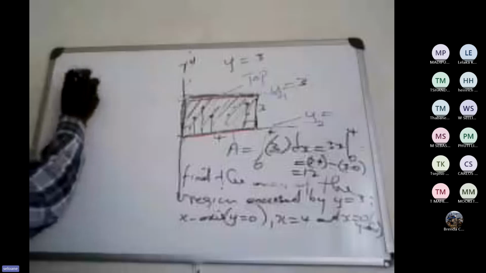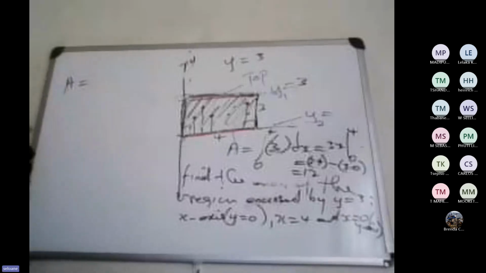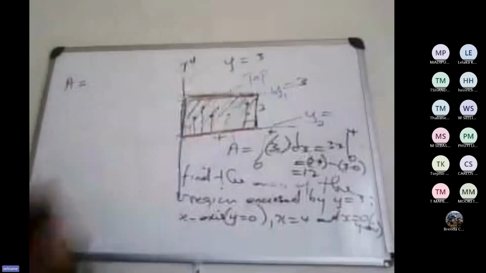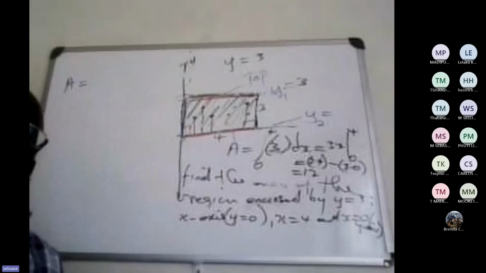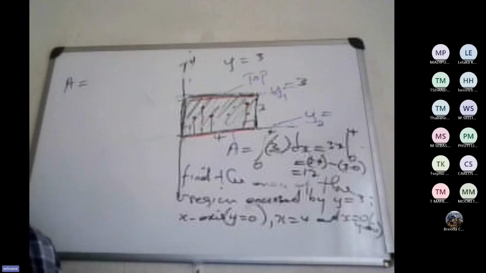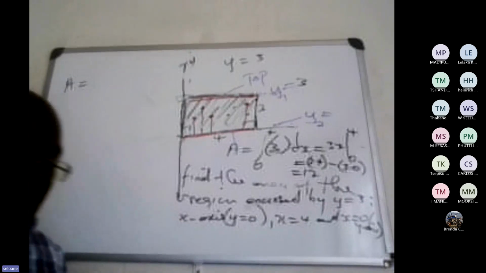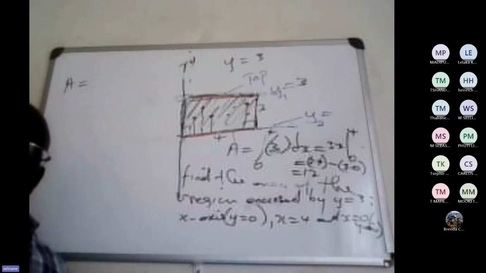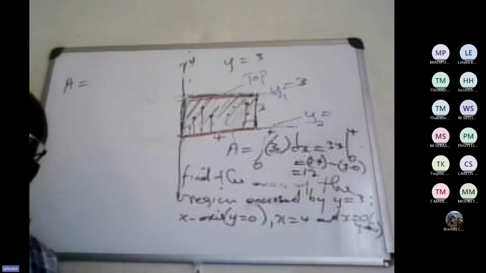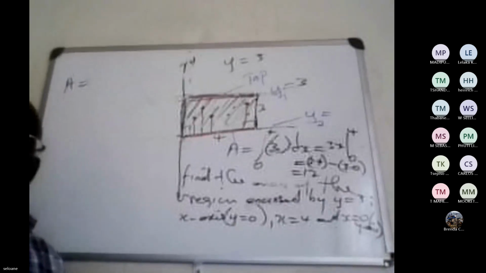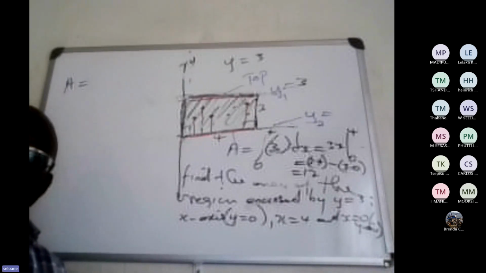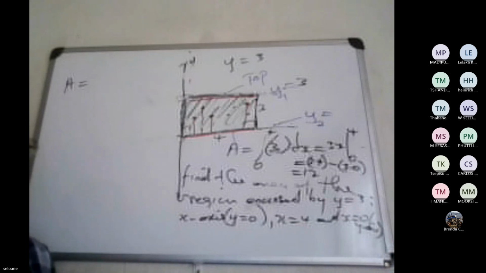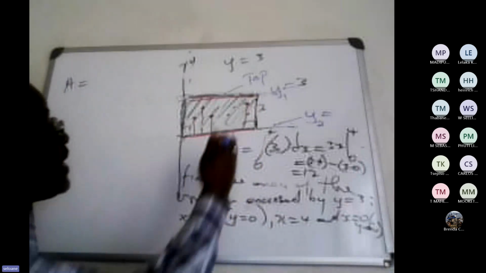A equal to, here, this function is enclosed on the right side by one curve. It's enclosed on the left side by another curve. Does it make sense thus far? It's enclosed.